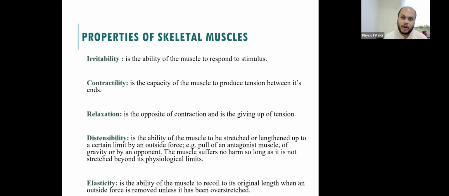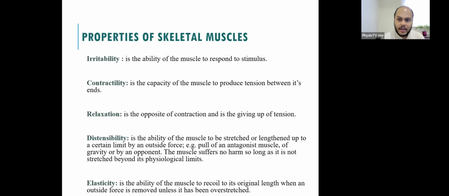The next is a property which is exactly opposite to contractility, that is relaxation. Relaxation is the ability of the muscle to give up tension. Why is this property so important? When we're talking about contractility, it's the tension that the muscle produces. When this tension is produced, some energy is used up or converted. There has to be a principle of energy conservation and maximum efficiency of the muscle.